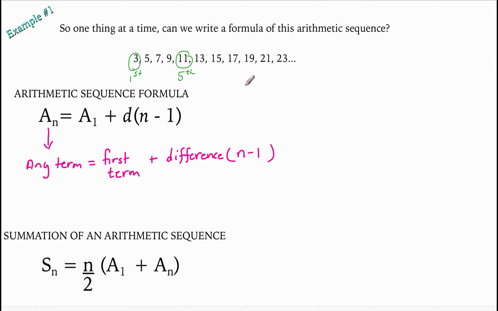So see what I did with my first term? I took the number 3 and I added on 1, 2, 3, 4 differences. I only had to add on 4. Well, let's write that the right way. I added on 2, that was my common difference, 4 times. 8 plus 3 is 11, because I never have to count the first spot.